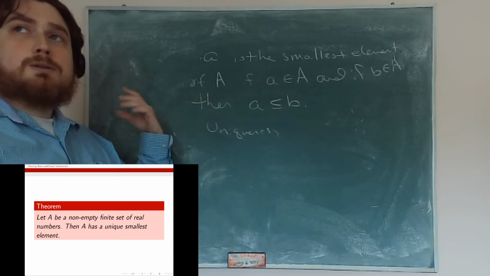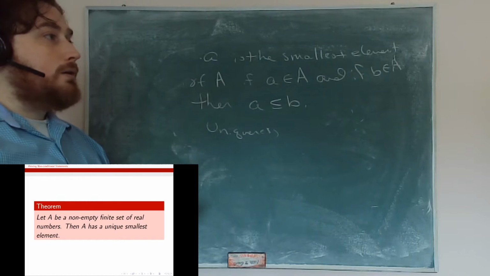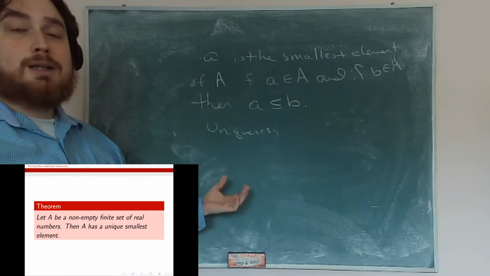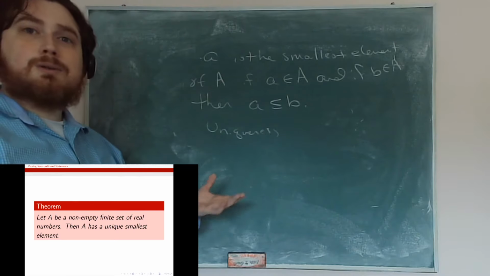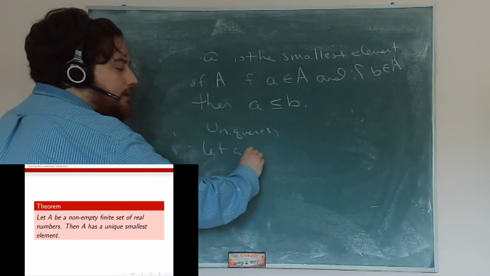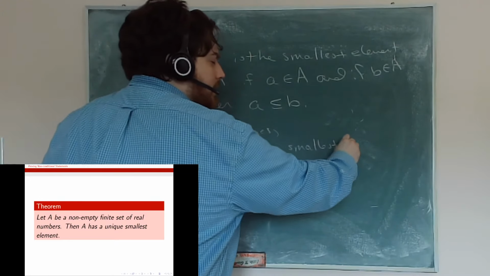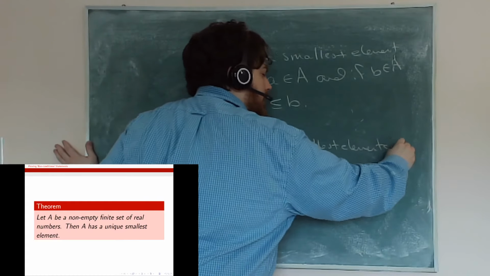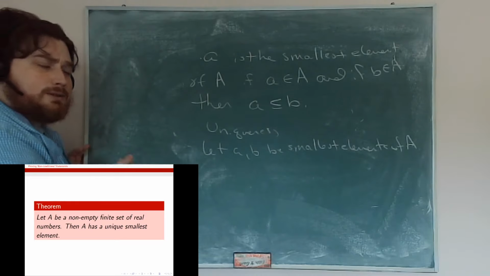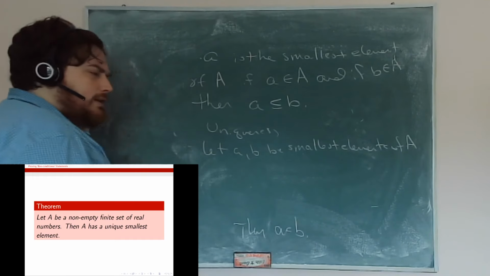If we think back to perhaps your calculus days, you talked about the global minimum. The global minimum of a function doesn't necessarily exist, but if it does exist, it is unique. That's similar to what we're showing here. So what we can do is let a and b be smallest elements of A. Suppose I have the two elements a and b, and they're both smallest elements. What I want to show is that a is equal to b.